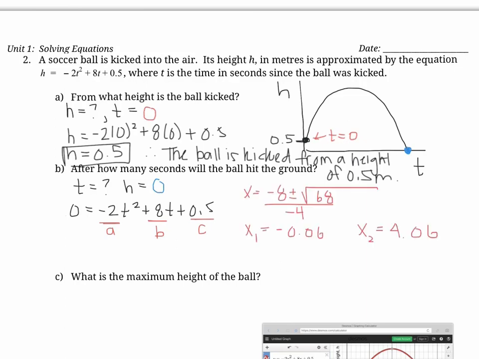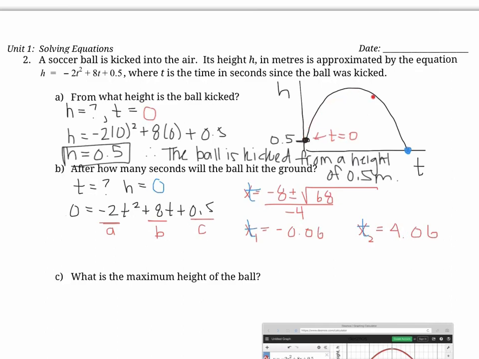Alright, so after we've used the quadratic formula, we're going to get two solutions. And we have negative 0.06 and 4.06. So these are the two values of x that are going to satisfy this equation. Now if you notice, in this equation we don't actually have x, we have t. So if we've written x, let's go change this and put t instead. So these are the two values of t that satisfy this equation, which means the height is 0 when t is equal to negative 0.06 seconds and 4.06 seconds.